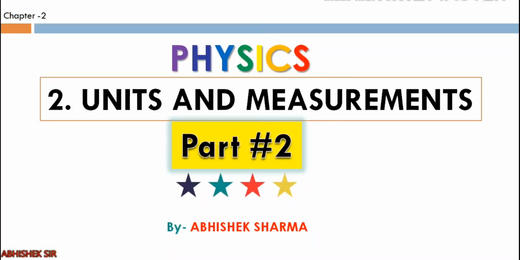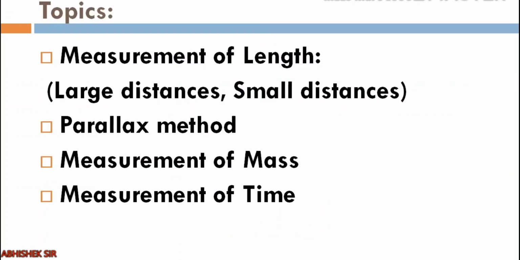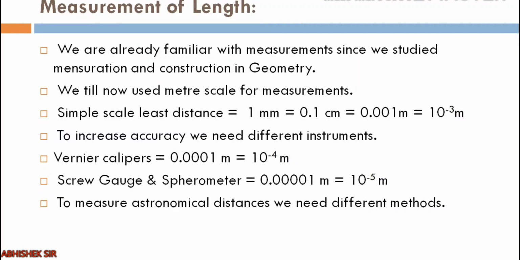Hi everyone, welcome to the part 2 series of chapter 2 Units and Measurement of class 11 physics. Today's topics are measurement of length. In this, we will study measurement of length in two parts, that is measurement of large distance and measurement of smaller distance. Then we will see a new method, the parallax method. Then we'll see some details of measurement of mass and measurement of time. So in this video, in total we have four topics. Now starting with the first topic, that is measurement of length.